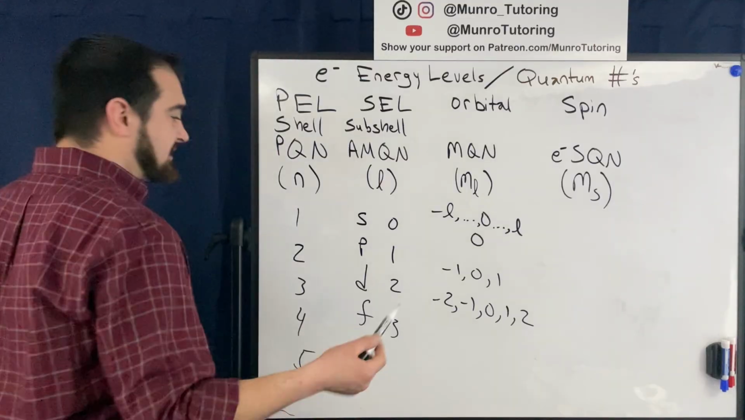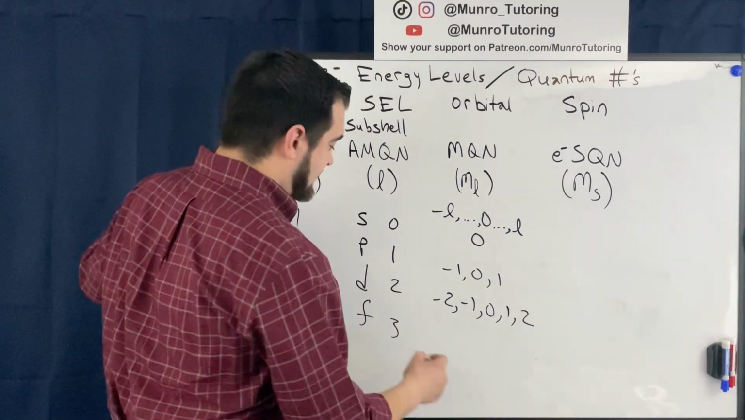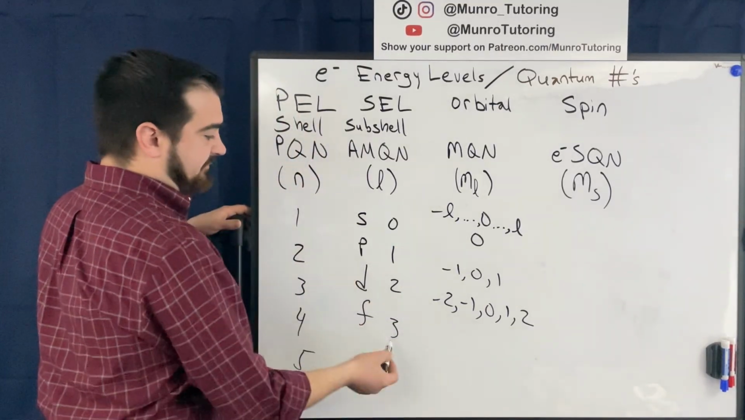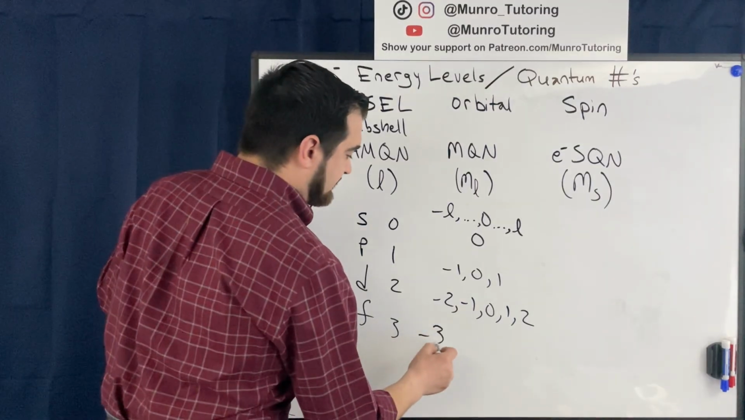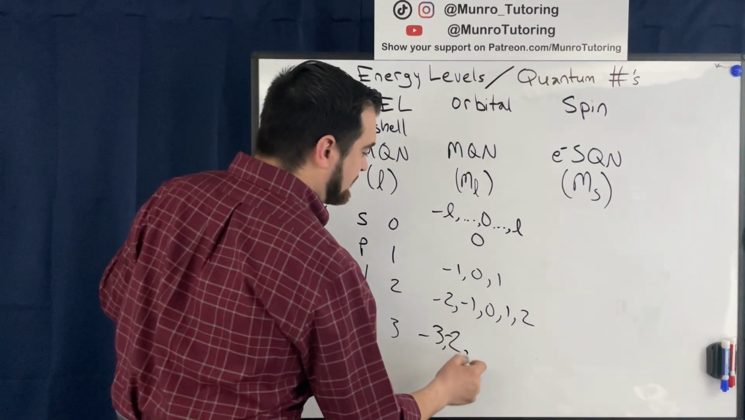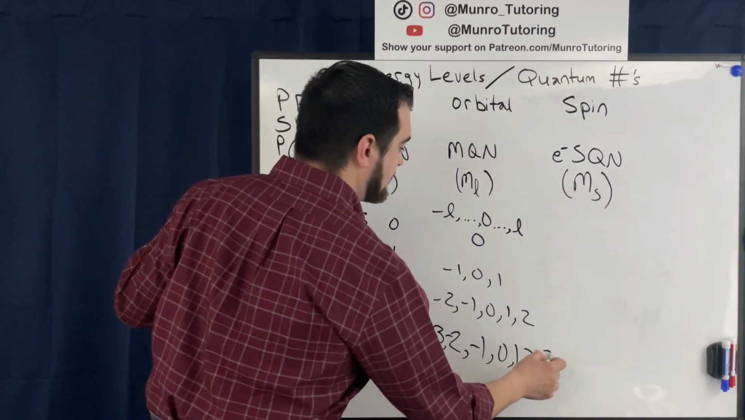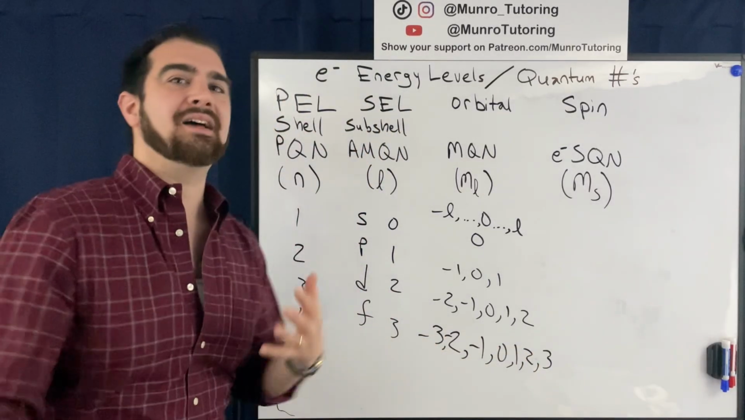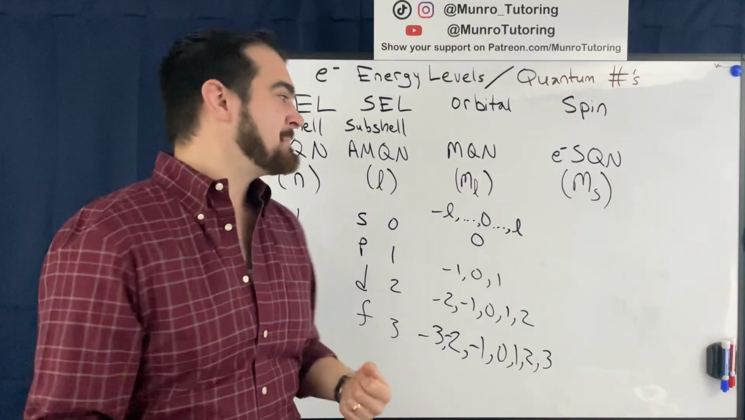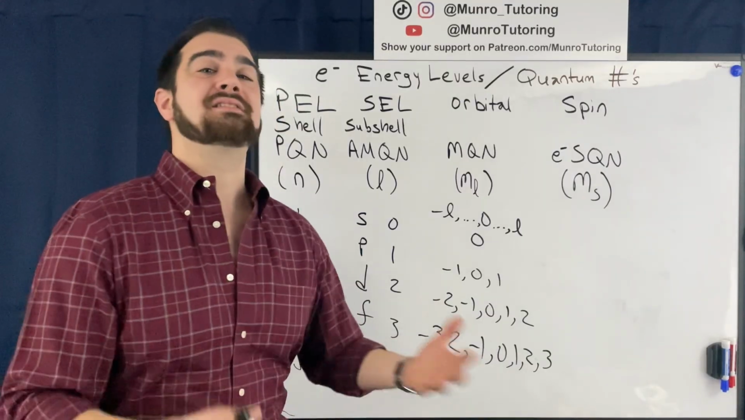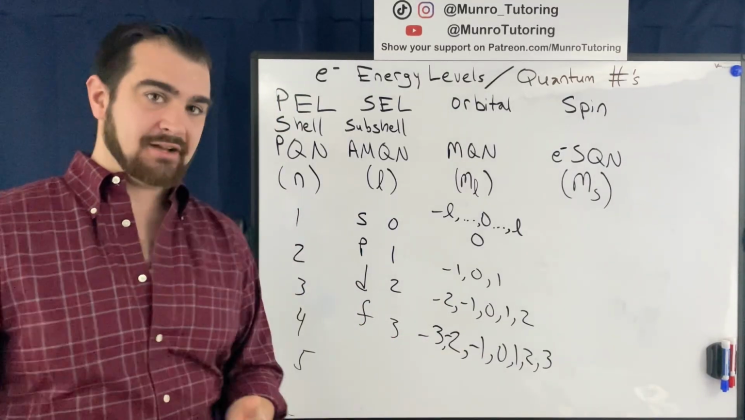And then, of course, if we get to F, it's just going to be from -L to L again. So L being 3 for F, we go -3, -2, -1, 0, 1, 2, 3, and lo and behold, that is 7 values, okay? And so that corresponds to the 7 orbitals in an F subshell.